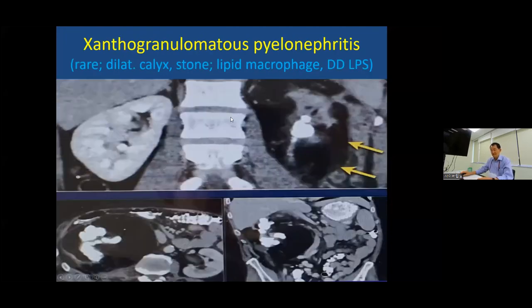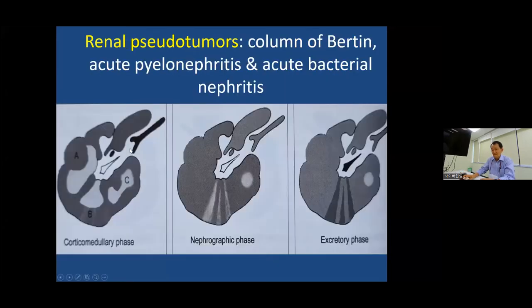And this is another special pyelonephritis, let's call it xanthogranulomatous. So very rare, but it has a lot of lipid macrophages, so that's why it's a low density thing. It's rare cases, but they show.